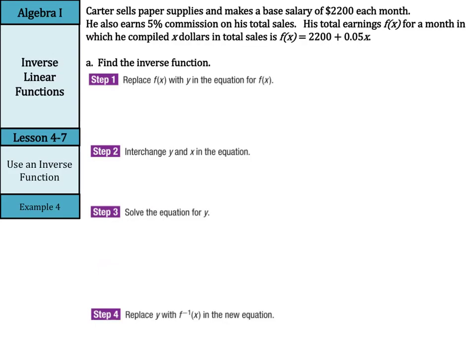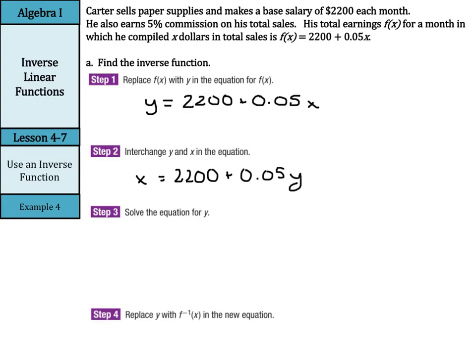Let's go through our steps again. Let's replace f of x with y. So this is going to become y equals 2,200 plus 0.05x. Now we're going to interchange. So x is going to equal 2,200 plus 0.05y. Now we get to solve this equation again for y.